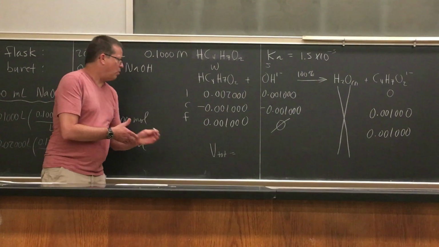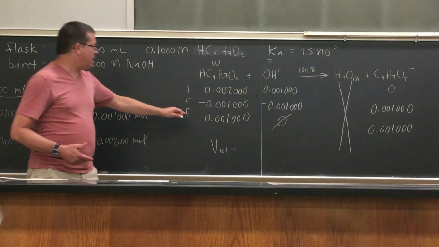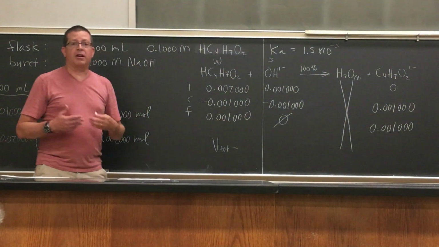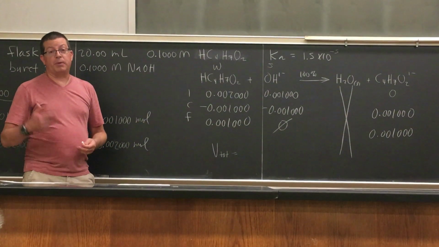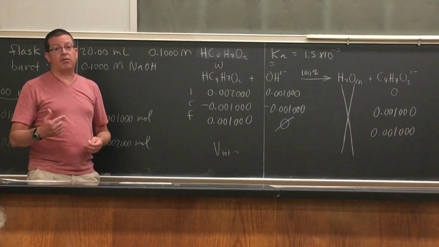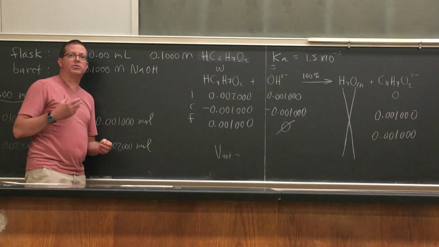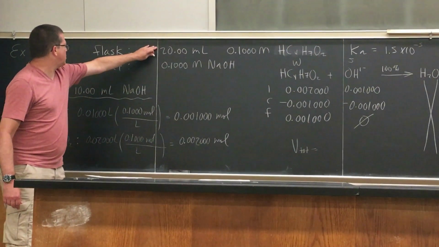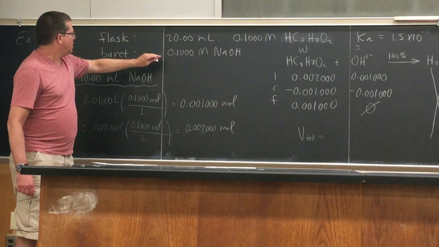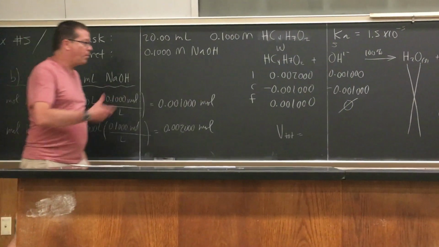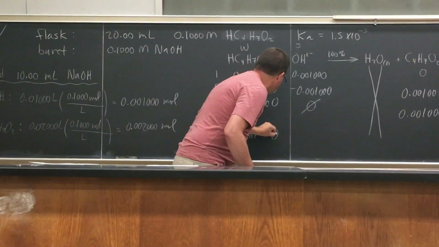All right, so what we have to now do is convert these species from the F line over into the I line of an ice table. But before I do that, remember I have to convert moles to molarities. So I need a total volume to do that. So our total volume in this case is going to be the 20 milliliters of the acid plus the 10 milliliters of the base, which is 30 milliliters, or 0.03 liters.